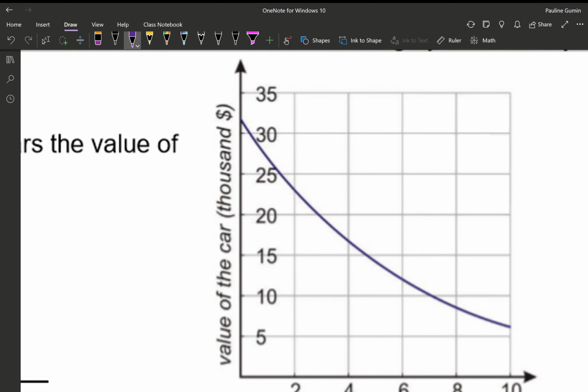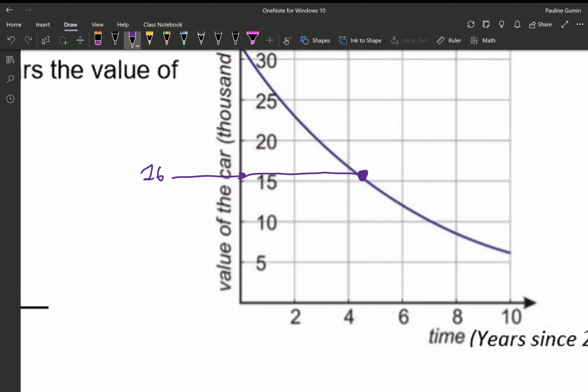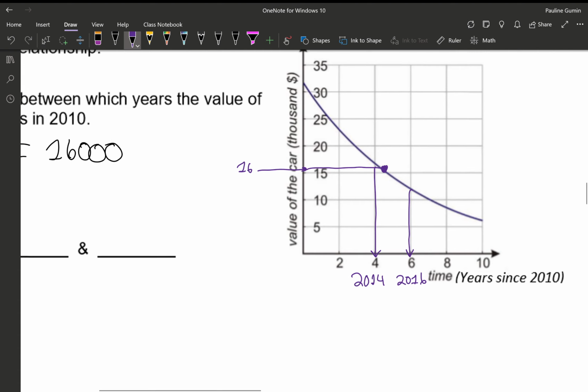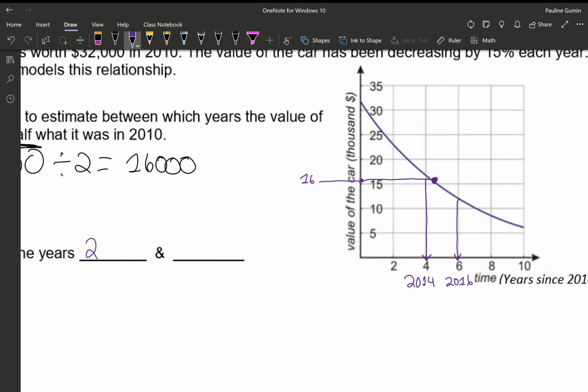Now this is kind of hard to see because it's going by fives. And in the real world, you might get graphs that aren't as detailed as you might like. So I'm going to assume 16 is somewhere right there. I think that's fair. I'm going to extend that line and see where it crosses my curve. It crosses my curve between this year and this year. Now, I would love to get more detailed than that, but I don't want to guesstimate because I'm not quite sure. So, 4 years since 2010 is 2014, and then 6 years is 2016. So don't put down a 4 and a 6. This is 2014, 2016.